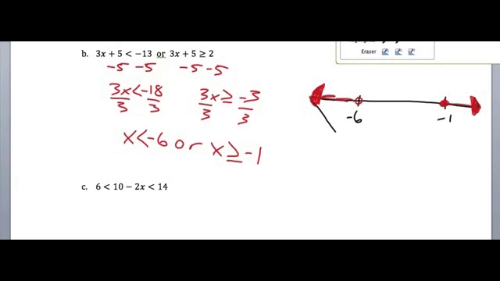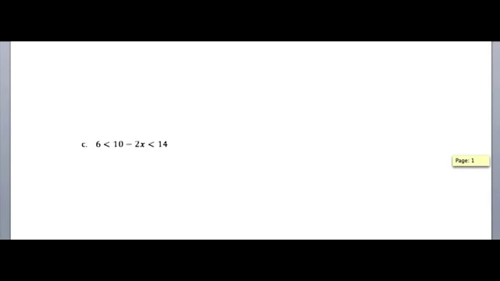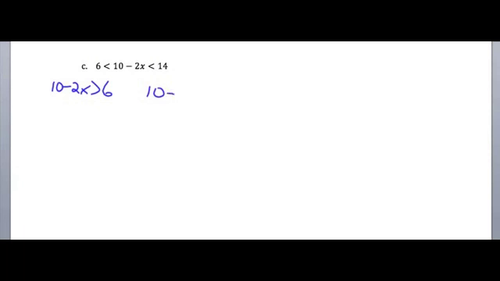C is a fun one to solve. You have a couple ways that you could solve this one, actually. What you could do is you could break it up, if it's easier for you to look at it as 2, into 10 minus 2x greater than 6, 10 minus 2x less than 14, and you could put an and in the middle, because that's really what that means.